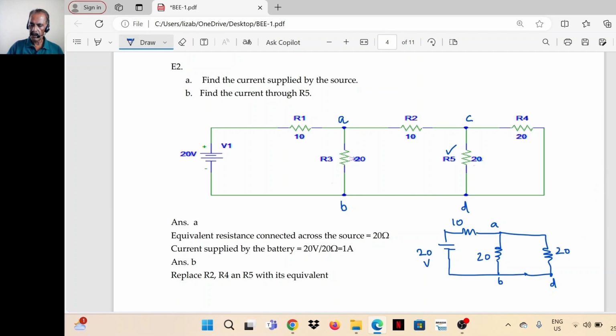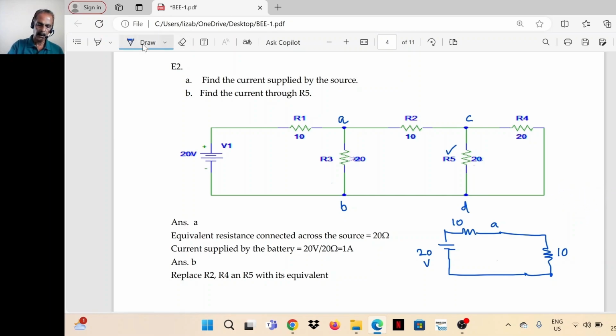Now you check. These two 20 ohm resistors are connected in parallel. B and D are the same points now because it is a short. So 20 and 20 are connected in parallel. Again 20 into 20 divided by 40, that is 10 ohm equivalent. When two equal resistors are connected in parallel, the equivalent is half of that. So the equivalent is 10 ohm now. Two 20s in parallel, 10.